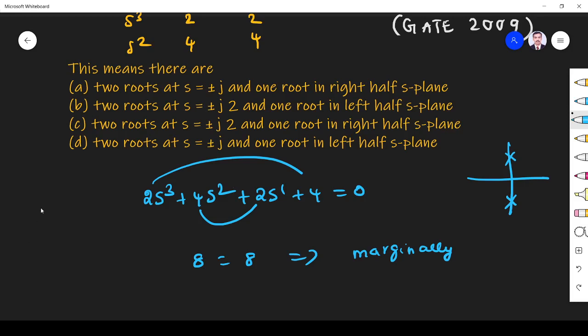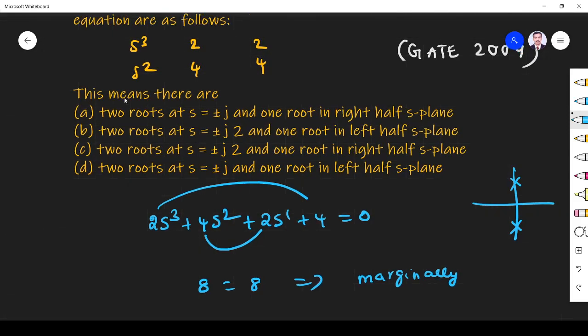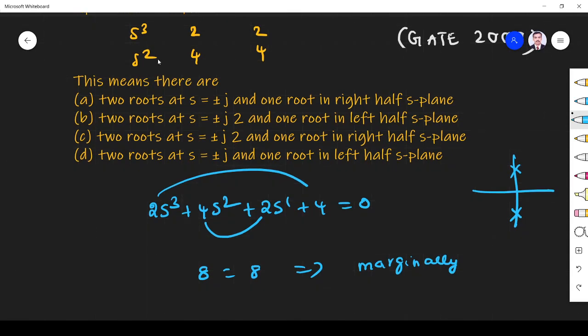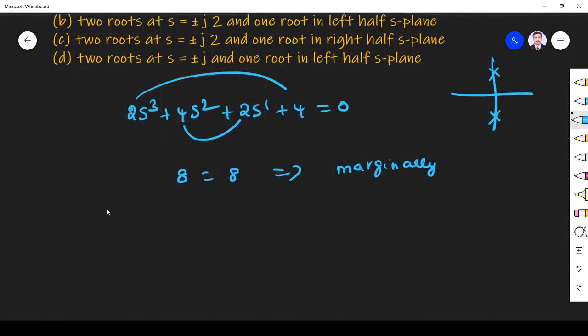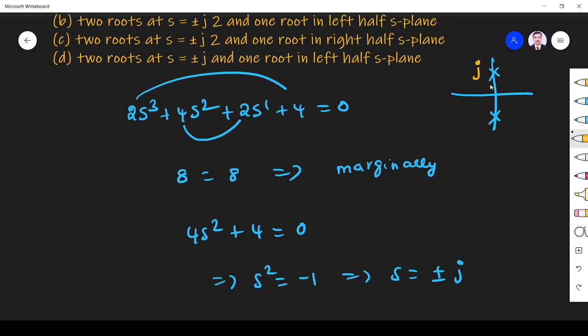So how can we find roots? Roots means the roots of the characteristic equation. I find the roots of the characteristic equation. From here you see the S squared factor is 4 and 4. So it is 4s squared plus 4, that is equal to 0. This implies S squared is equal to minus 1, S is equal to plus or minus j. This indicates two roots are on the imaginary axis of the complex plane. One is plus j, another one is minus j.